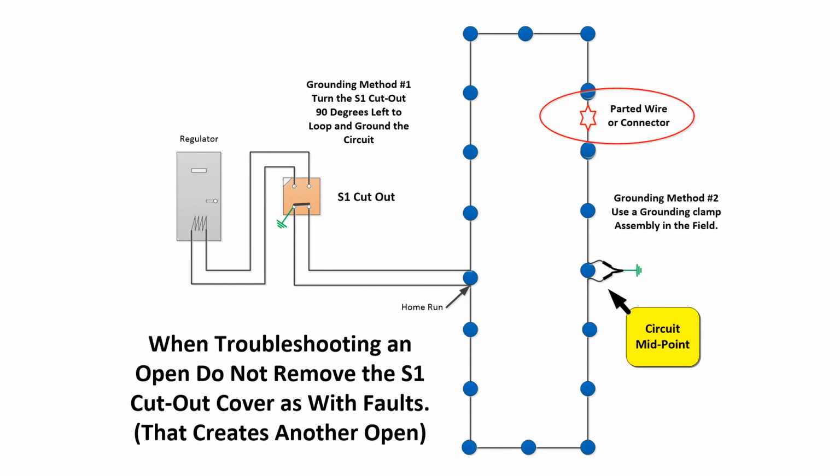It's important to note that when looking for an open, you do not remove the S1 cutout as you would with looking for a fault. If you remove that S1 cutout, what you've done is created another open. So with two opens in the system, it is going to be extremely confusing, and it's going to be very difficult to solve your problem.